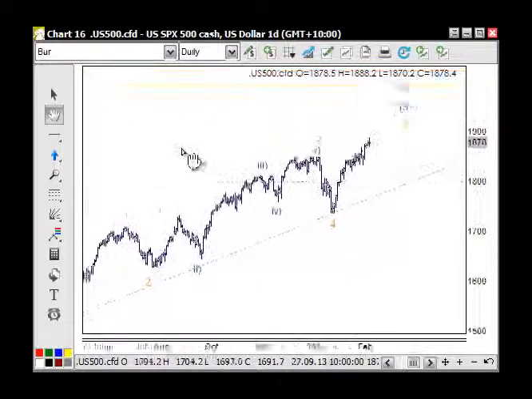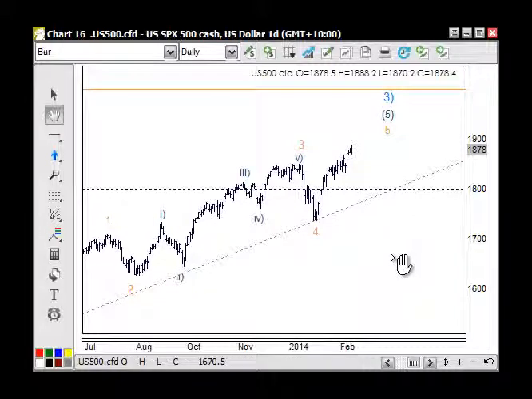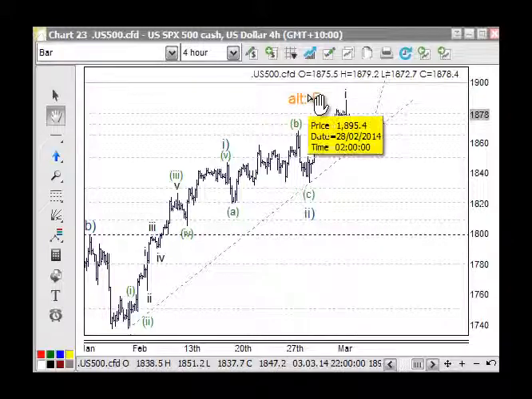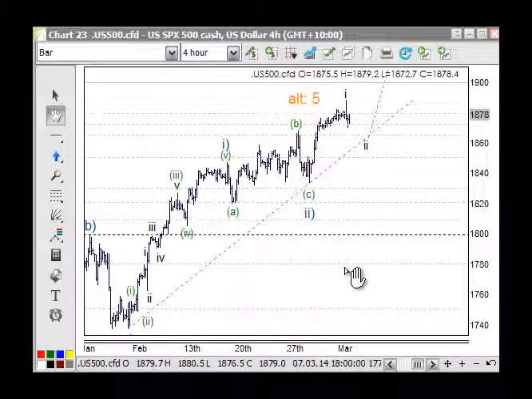Now, if that's not the case, then we're looking for an extension to the upside in terms that we have wave 1 to here, wave 2 across here, and we're looking for a little push up like this through here, and that's what we'll be looking at next. So with that in mind, as I mentioned, we've got the alternative wave 5 that can be in place, and we would be moving down.